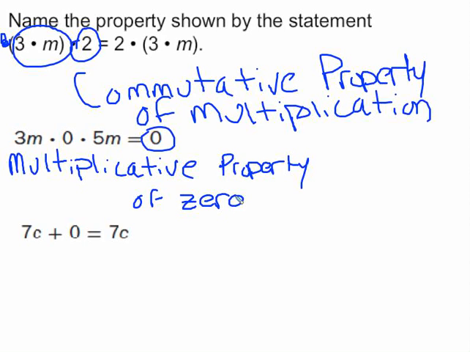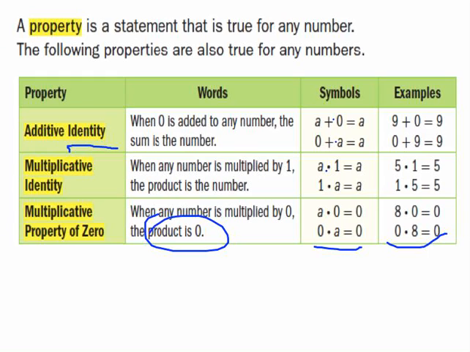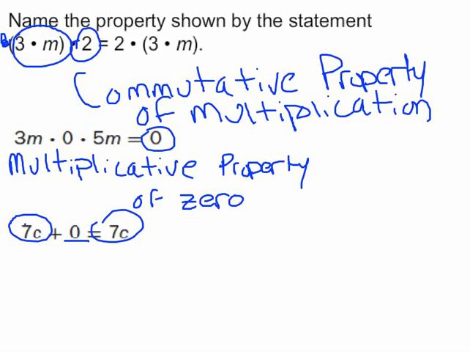Alright, now let's look at the last one here. 7c plus 0 equals 7c. Now I see that I have a term being added to 0, giving me that same term again. So I see that this term retains its identity. So I go back and I look at the identities, and I was adding, so this must be the additive identity.